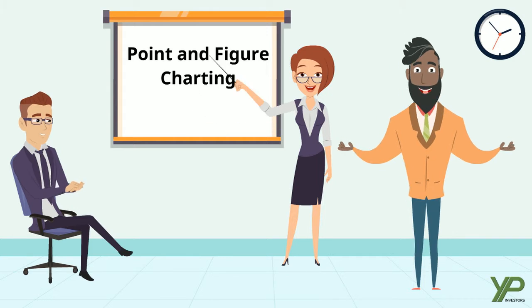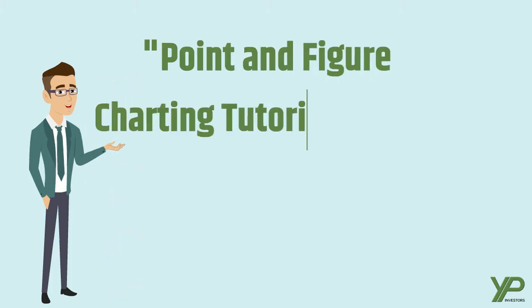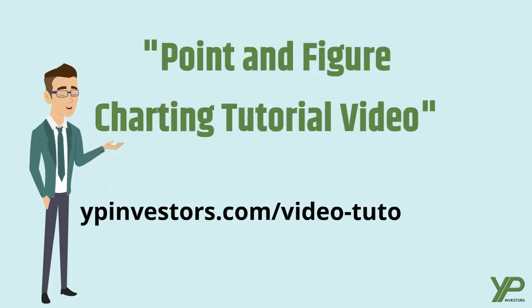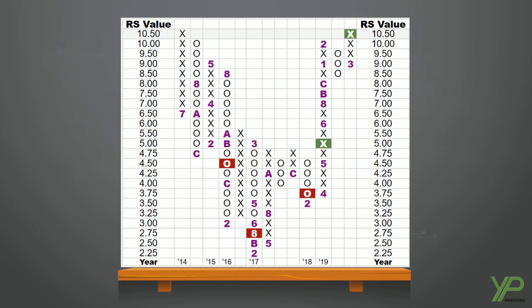Our YP Relative Strength chart is plotted using point and figure charting. Check out our YP Investors point and figure charting tutorial video to learn more about our YP point and figure charts. The relative strength chart contains X's and O's and buy and sell signals. There are no trend lines, and the chart patterns do not matter for this chart. All that is important to us is the current column and the latest signal. The current column is a column found furthest to the right, and the latest signal is either a red box indicating a sell signal or a green box indicating a buy signal.